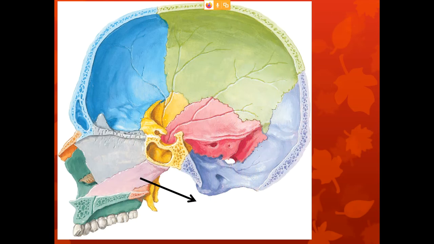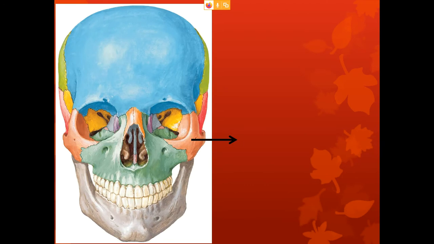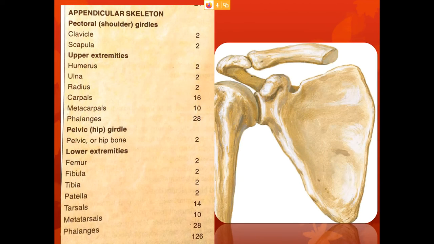And here is a temporal bone. And here is the vomer bone, a thin bone of the body. And here you can see the zygomatic bone. And coming to the appendicular skeleton, we have already discussed these bones. This is the number of bones in the appendicular skeleton.